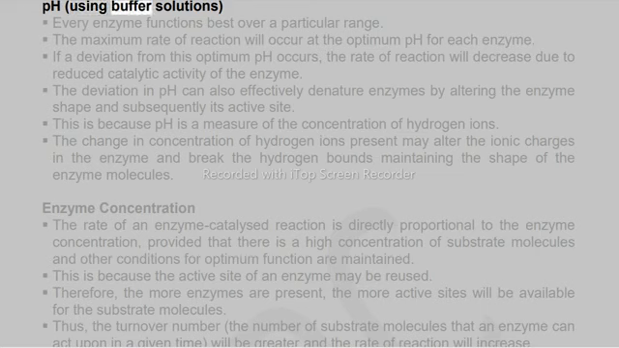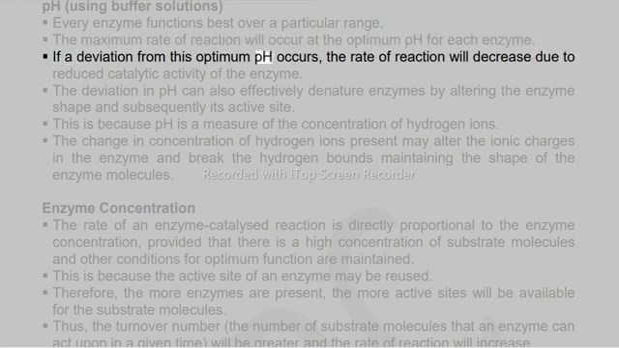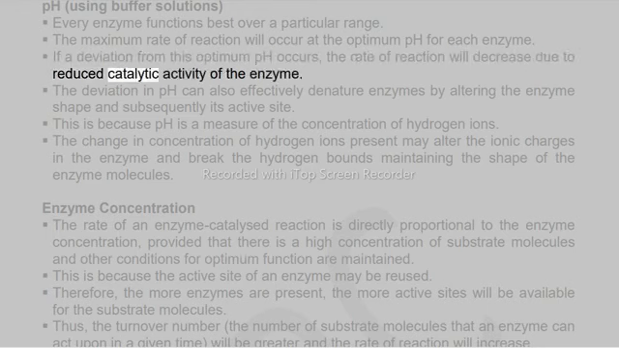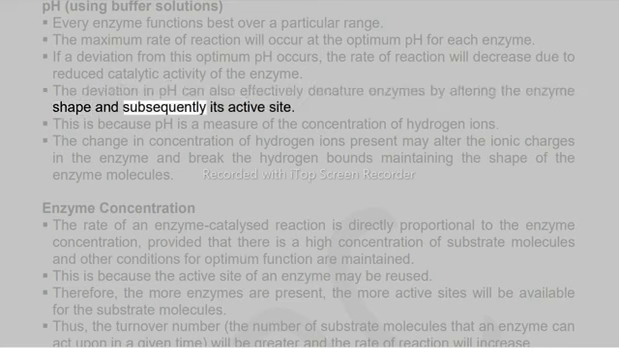pH. Using buffer solutions, every enzyme functions best over a particular range. The maximum rate of reaction will occur at the optimum pH for each enzyme. If a deviation from this optimum pH occurs, the rate of reaction will decrease due to reduced catalytic activity of the enzyme. The deviation in pH can also effectively denature enzymes by altering the enzyme shape and subsequently its active site.